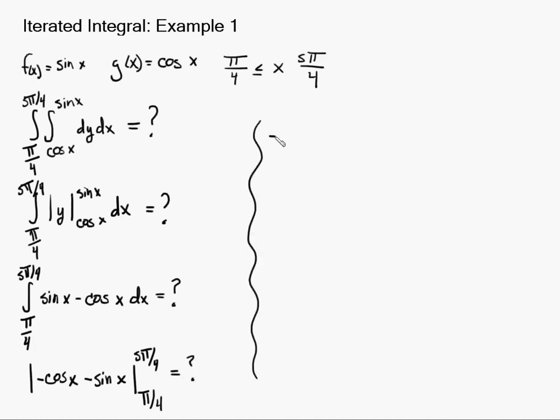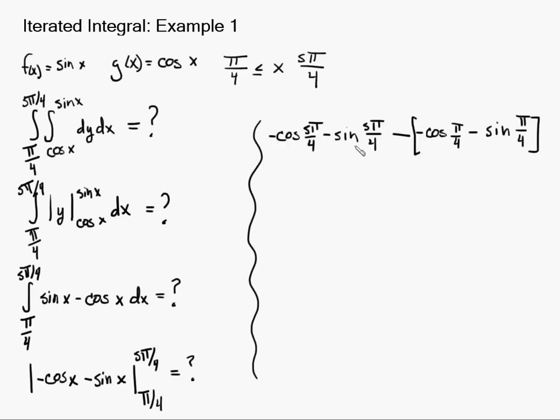If I have negative cosine of 5 pi over 4 minus sine of 5 pi over 4, and then I have minus the lower bounds, it's negative cosine again, negative cosine pi over 4 and minus sine pi over 4. I'm going to fix this real quick so it's more legible. So it's minus, my bracket goes here, and this is a minus cosine.